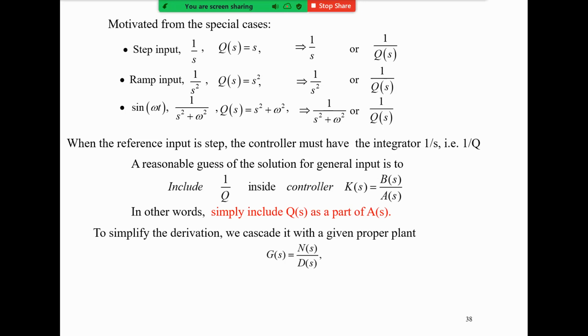Now we want to prove that. So I'm going to show that. In the following, we try to simplify the mathematical derivation. We say Q has to be a part of the controller, but just to simplify the design or the calculation, we say actually, because we already know Q, we know the reference signal we want to deal with, and we know the disturbance.